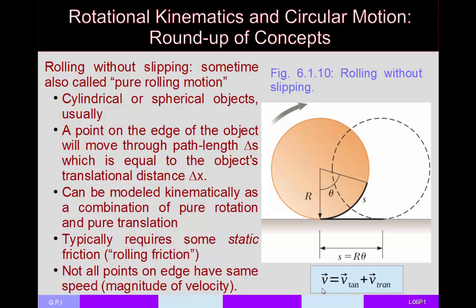And it's modeled kinematically as a combination of pure rotation and translation. We talked about that in the context of the velocity of an object at some point on this circle that's moving, having a combination of the tangential and translational velocities. You usually need some sort of static friction, sometimes called rolling friction, in order to have this occur. And as a result of this total velocity being the tangential plus translational velocity, not all points will have the same total velocity. In fact, every point will have a different total velocity because every point has a slightly different tangential velocity thanks to the direction being different at each point.